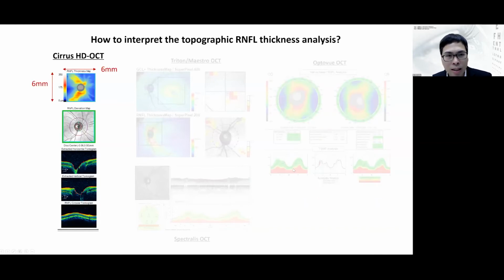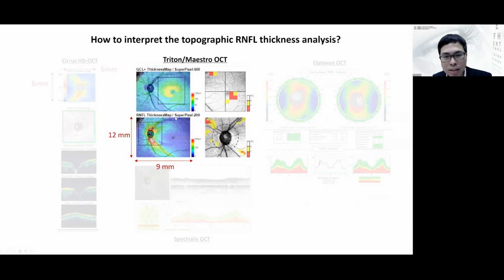The Cirrus OCT is a little bit different. It images the optic nerve head region in a size of 6x6 millimeters. And then it also provides you the RNFL deviation map, showing you where the abnormal nerve fiber thickness is. In this case, we don't see any pixels highlighted in red or yellow, indicating that this is a normal looking retinal nerve fiber layer representation.